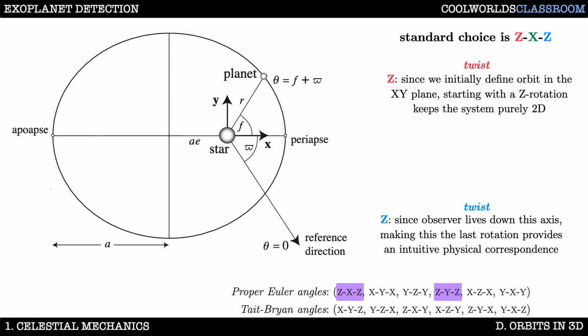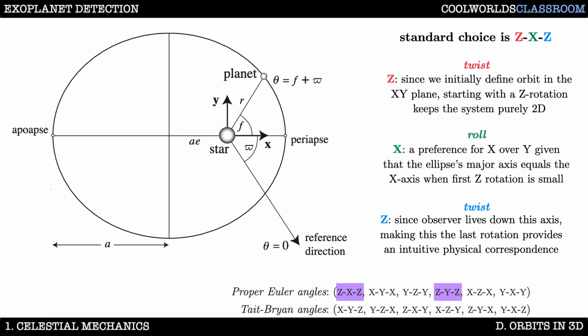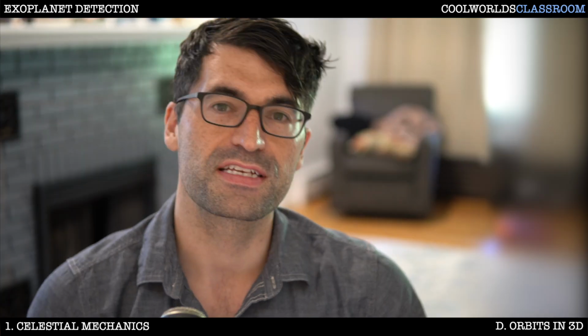So this filters us down to just 2 options. It's either going to be z, x, z, or z, y, z. Between these 2, x is chosen. And one advantage of doing that is that the major axis is now aligned with that axis when the first rotation angle is small. Remembering this series of rotations is very valuable when trying to interpret 3D orbits.